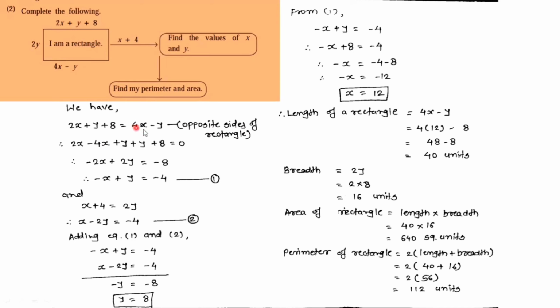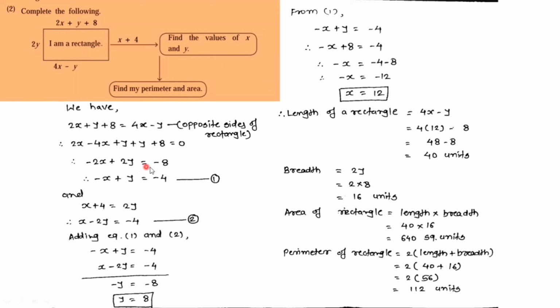If we transfer all the terms to the left hand side, 4x coming to this side will become minus 4x, plus y as it is. Minus y coming to the left hand side will become plus y, plus 8 as it is, equal to 0. 2x minus 4x is minus 2x, plus 2y is equal to, if we take 8 to the right hand side, minus 8.